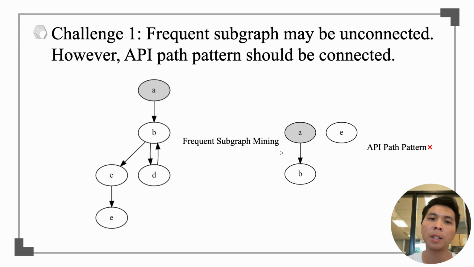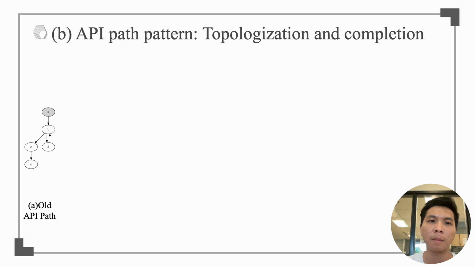The first challenge is that frequent subgraphs may be unconnected while the API path pattern should be connected. Assuming A, B, and E are frequent nodes where C is infrequent. Therefore, C and the edges related to C are removed during the frequent subgraph mining. As a result, the extracted API path pattern is unconnected.